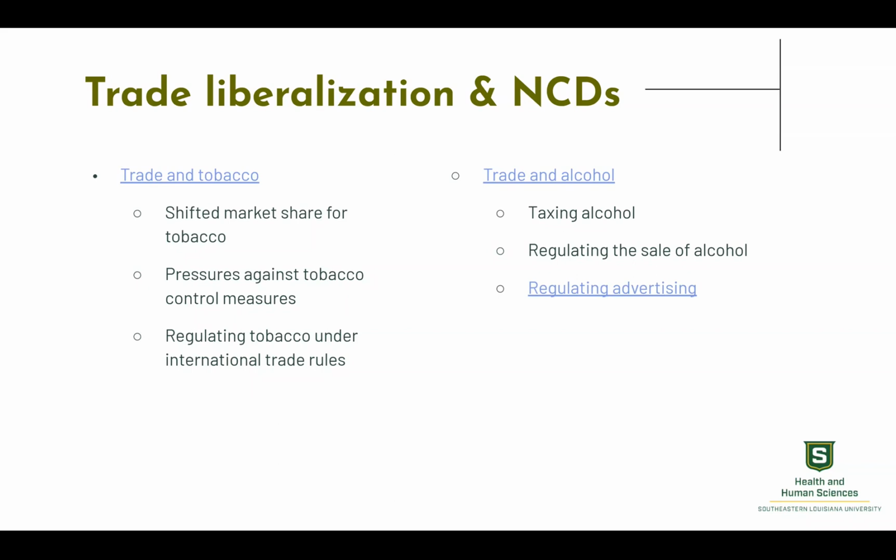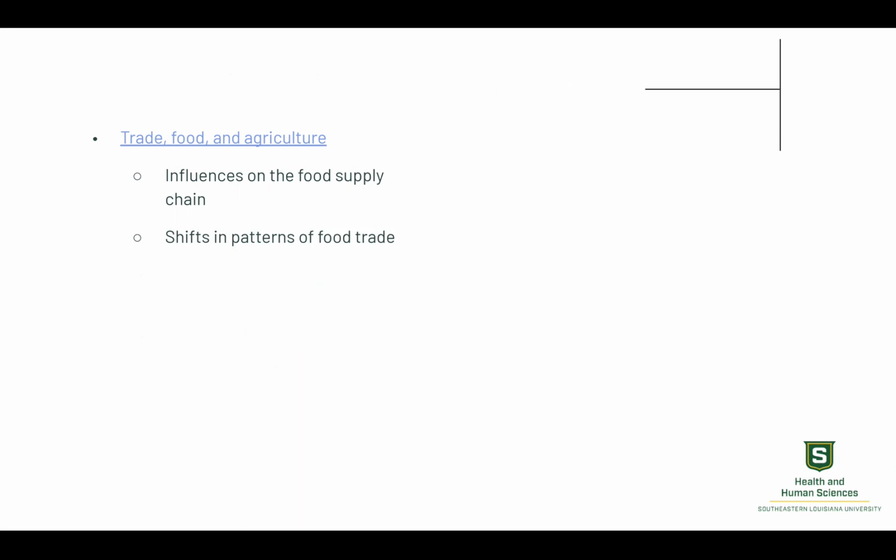And then you have some regulatory advertising that kind of differs. Some countries, or the EU, have very strict advertising regulations that do not exist in other places, and you have the same thing happening whereby companies can move to places that are more liberal when it comes to rules and regulations on advertising. So please read up more on trade, food, and agriculture and how it has influenced the food supply chain, the shifts in pattern of food trade, and the risk of overconsumption, particularly of not so healthy meals.